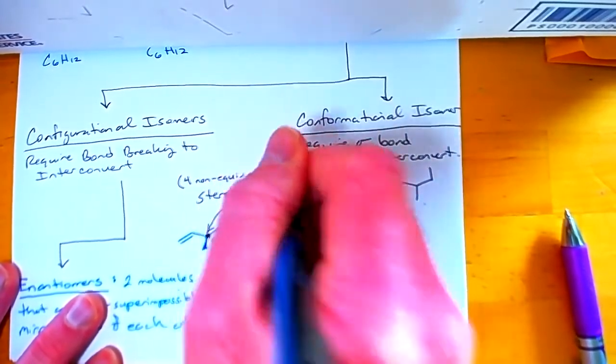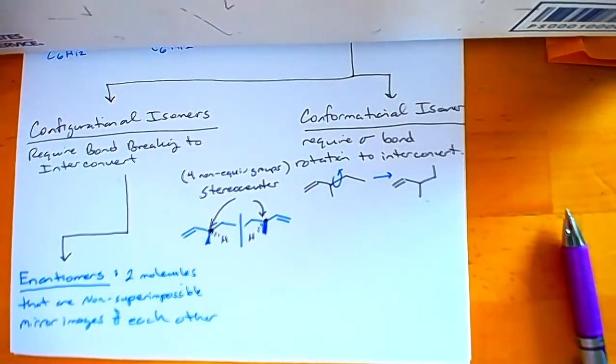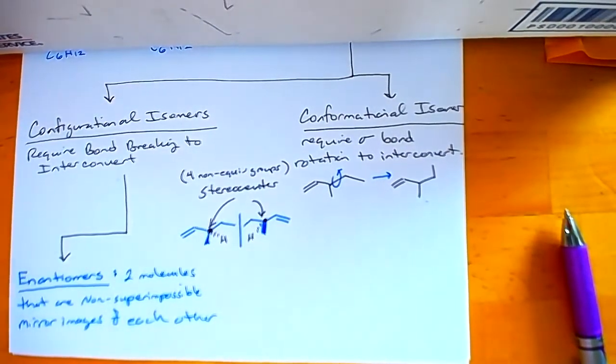That could be 4 different atoms. That could be 4 different atoms that are not symmetrical to each other. They could be 4 carbon atoms, but if one carbon atom had 2 bonds to another carbon versus 1 bond to another carbon, well, then those would not be symmetrical to each other.